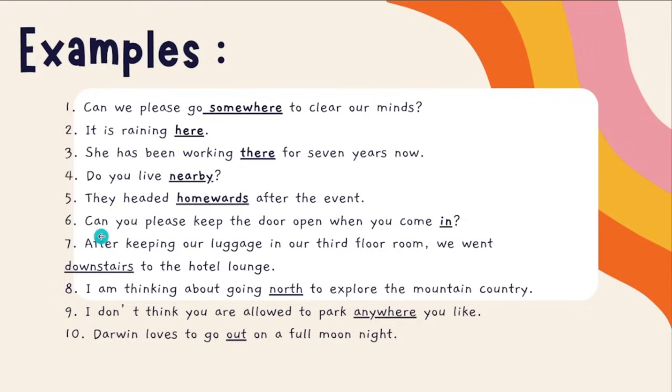Another one, can you please keep the door open when you come in? So this time, they use the word in. So in also is an example of adverb of place. So you can see the position of the adverb of place here is beside the word come, which is a verb also.